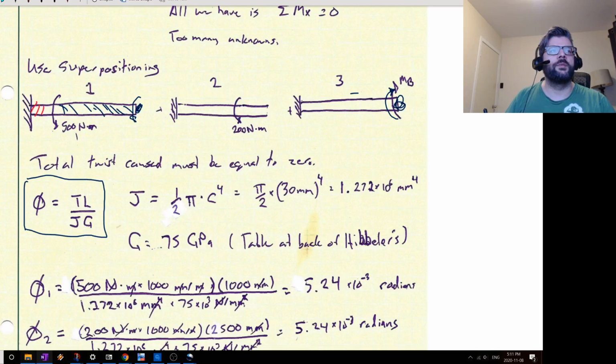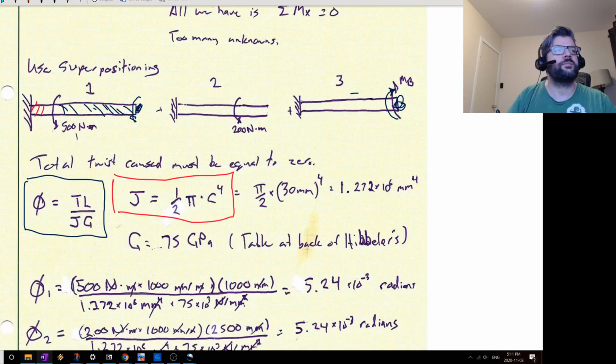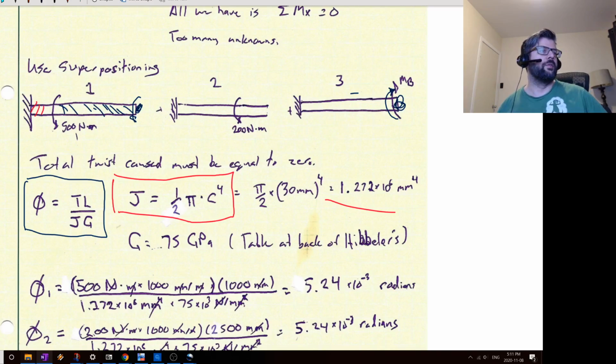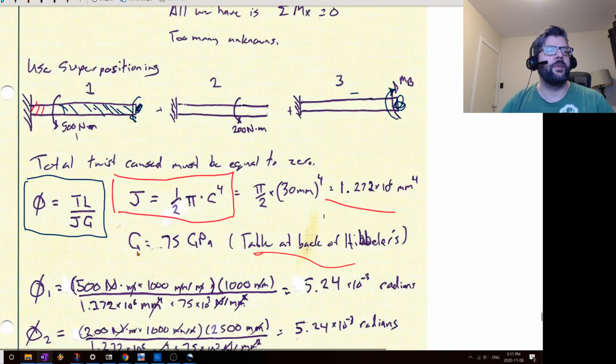So yeah, we're going to need to know what our J is. Obviously, we always need to know that. So pi over 2 times 30 millimeters to the fourth gives us 1.272 times 10 to the 6 millimeters to the fourth. And then our G is just 75 gigapascals, again taken from the table at the back of Hibbler's with the material properties there.